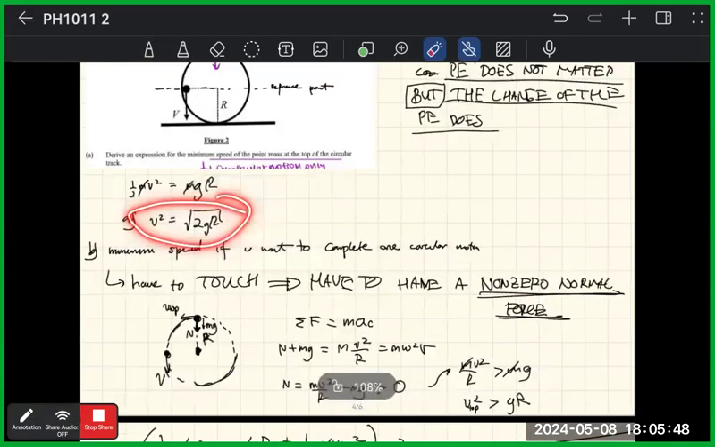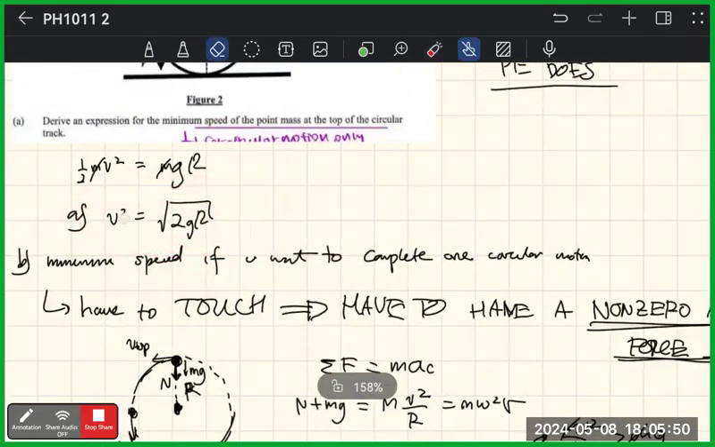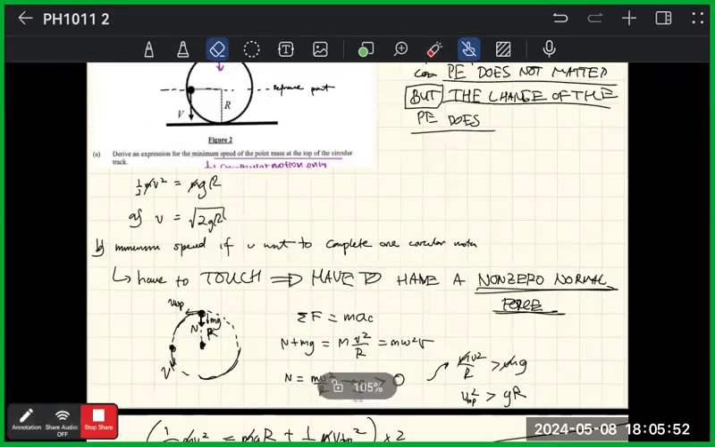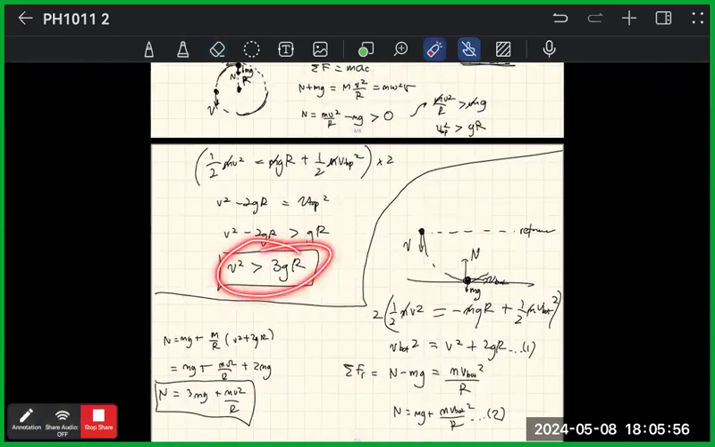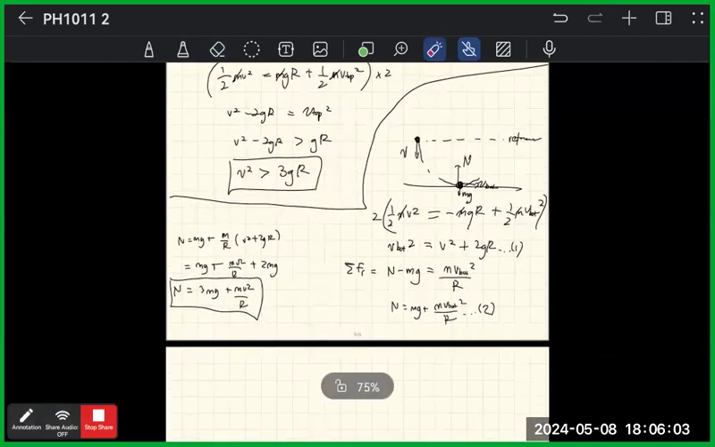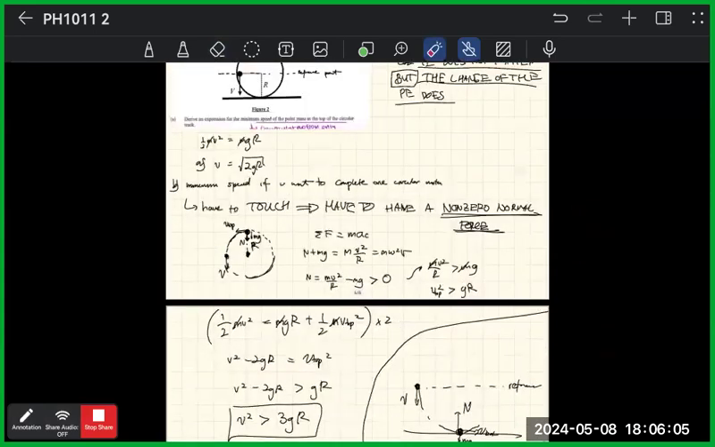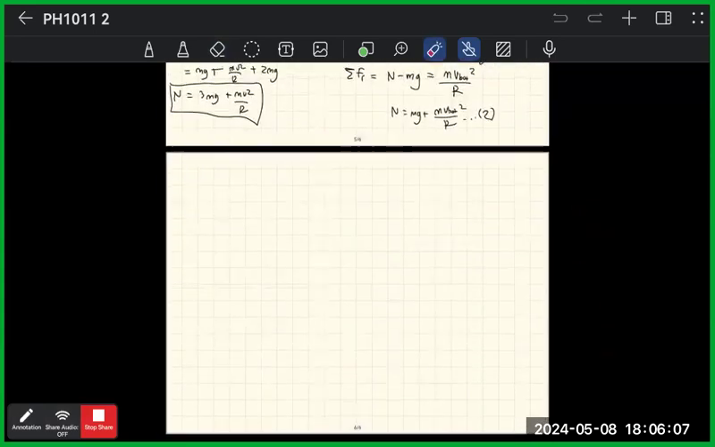Oh, it's v squared or square root of 2gr. No, v is square root of 2gr. Here, yeah, it's correct. So v has to be larger than square root of 2gr if you want to do that. Just plug in any value of v. Okay, that's how you do it.